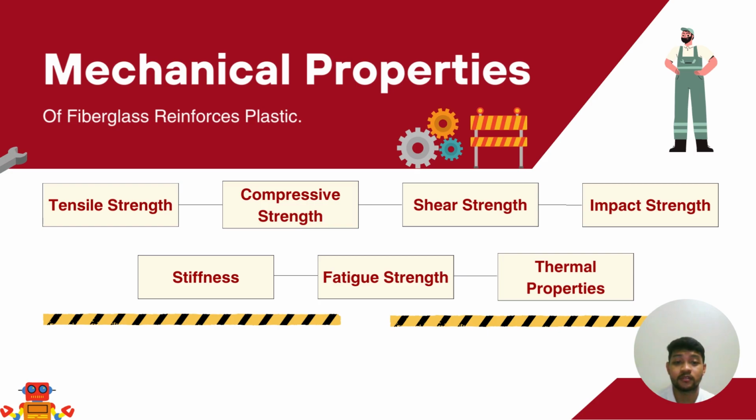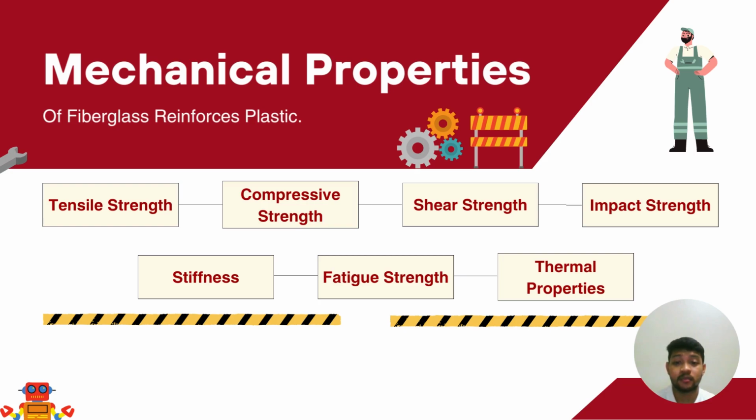So for the compressive strength, it is typically in the range of 200 megapascal until 1000 megapascal, depending on the specific composition and manufacturing process. So for the shear strength, it's usually in the range of 60 megapascal until 150 megapascal.